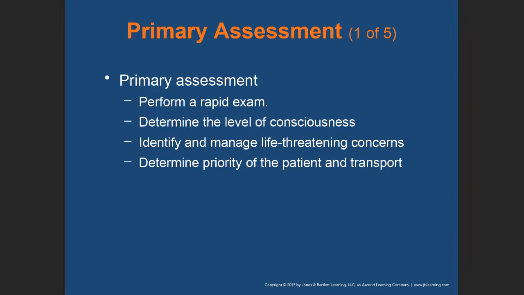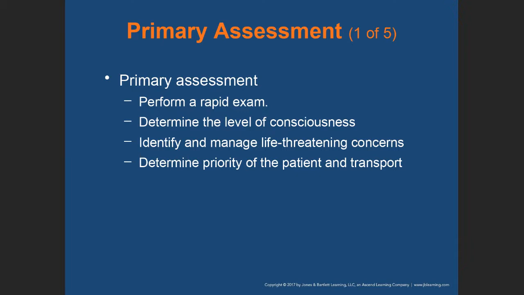After you have completed your AB, next is C, circulation. Quickly expose if necessary to see if the patient is bleeding from anywhere. Bleeding, observe, control bleeding. Then evaluate the pulse. If the patient is talking to you, peripheral pulse. If they are not talking to you, central pulse.